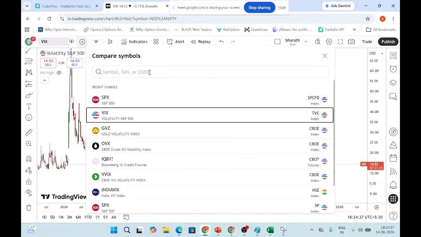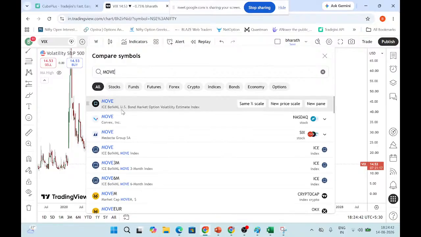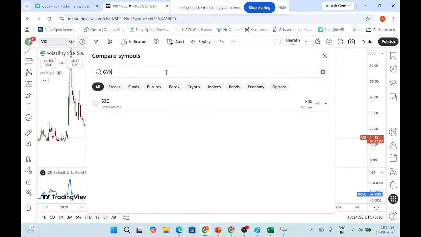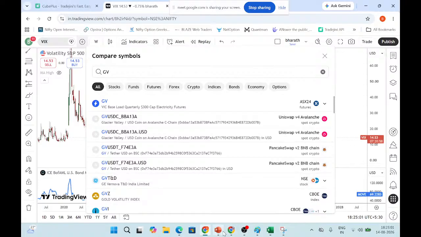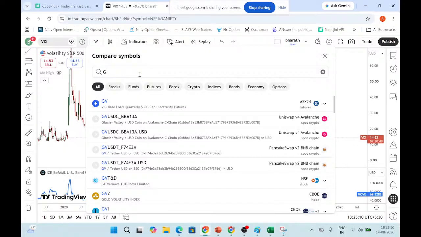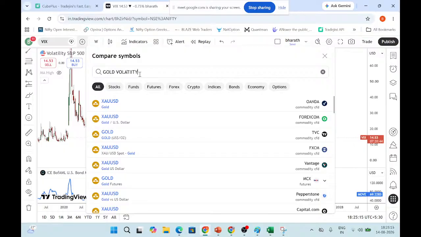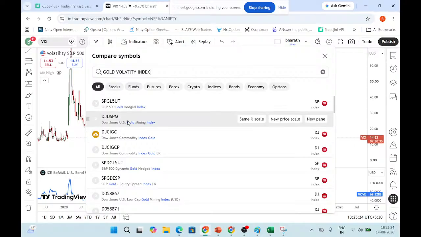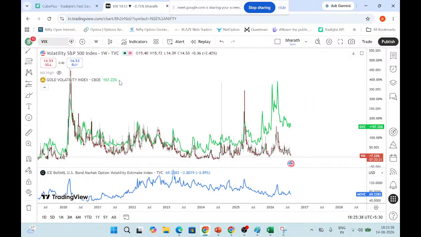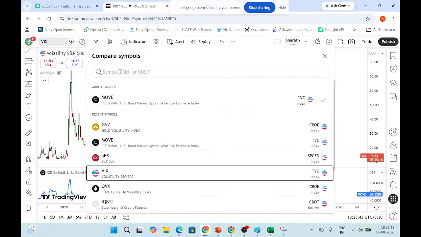So now I'm going to put in what is called the MOVE index. MOVE is basically the Bank of America US bond market option volatility. I'm going to put it in a new pane. Now GVX, which is basically the gold volatility index. Let me pull it up. It is GVZ, the gold volatility index. I'm going to put the crude volatility index also, so you look at everything and understand what is happening here.